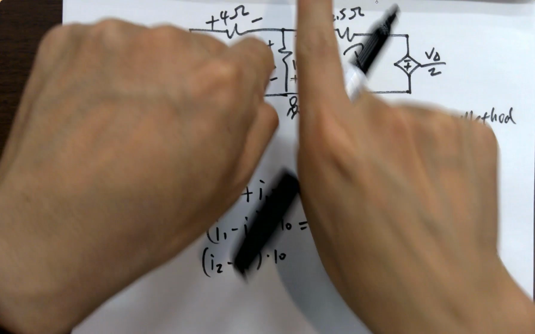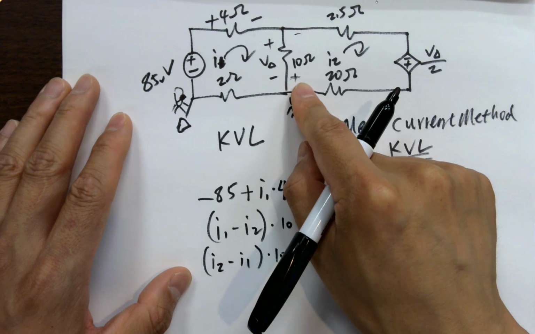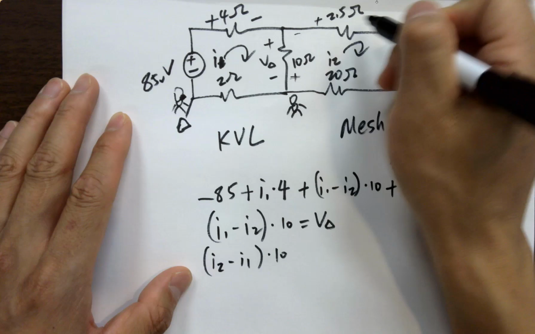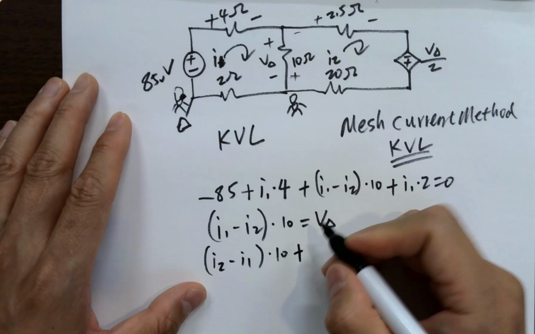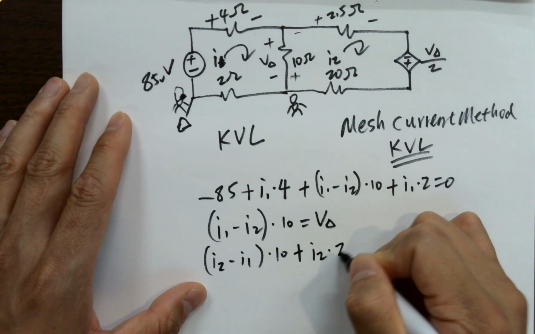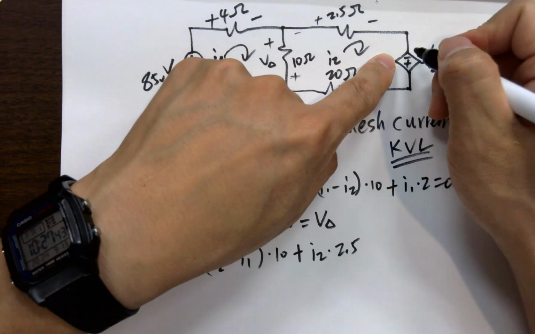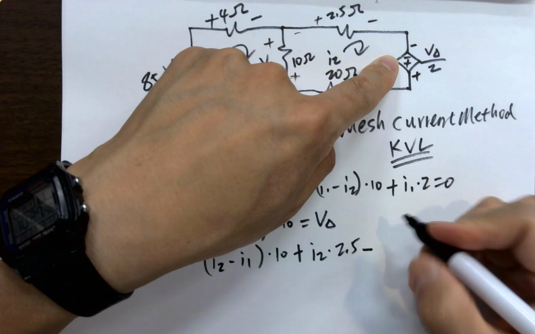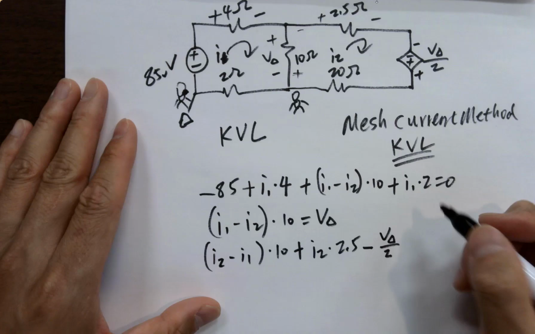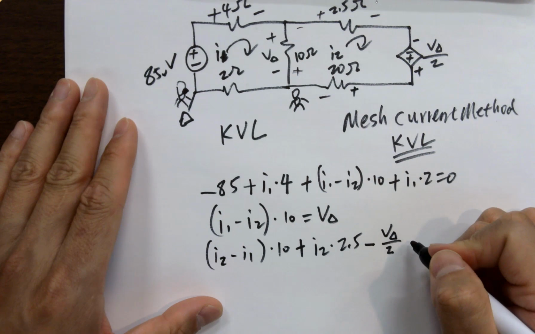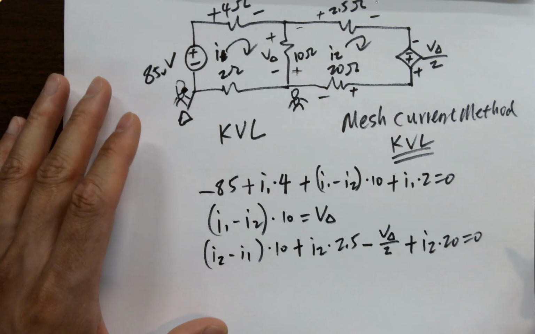So the overall effective current going up is I2 minus I1 times 10, the voltage drop from bottom to top. Then following I2's direction is plus minus from left to right, so you get plus I2 times 2.5. Then it comes down to the dependent voltage source. You see a minus sign in front of it first, so minus V delta over 2. And coming back here, it's plus I2 times 20 ohms, which is 0 eventually.